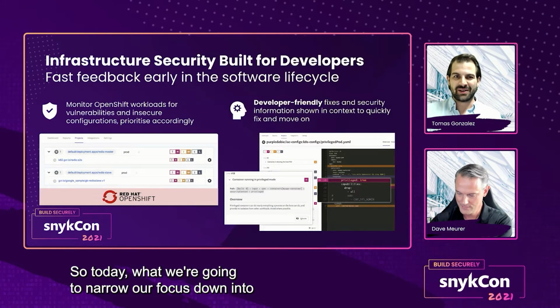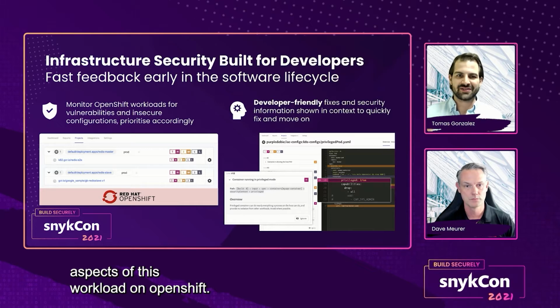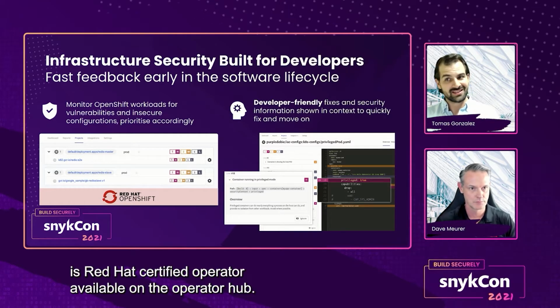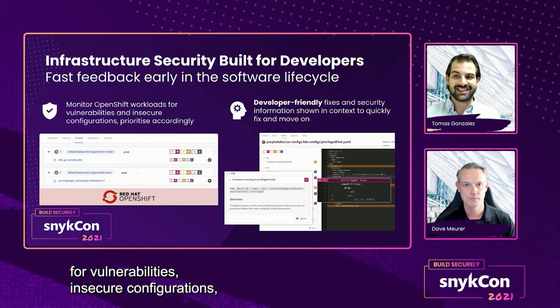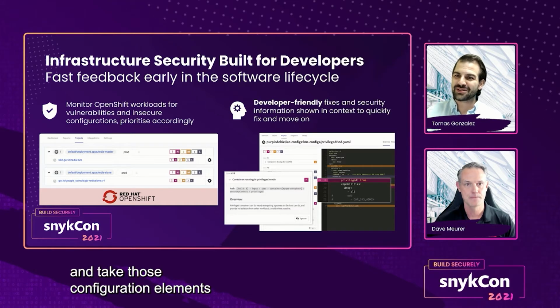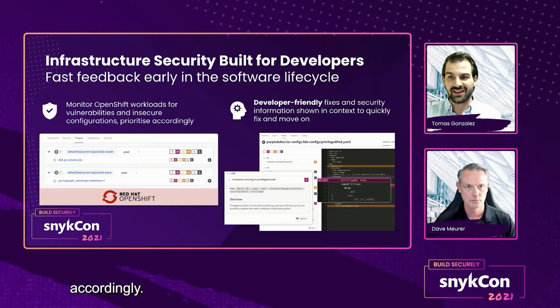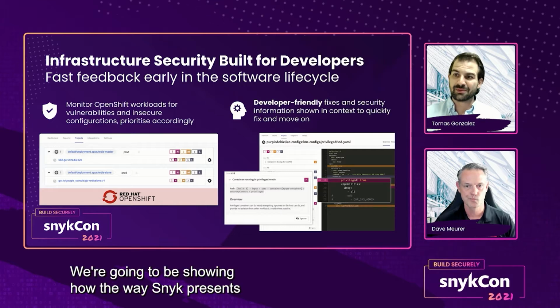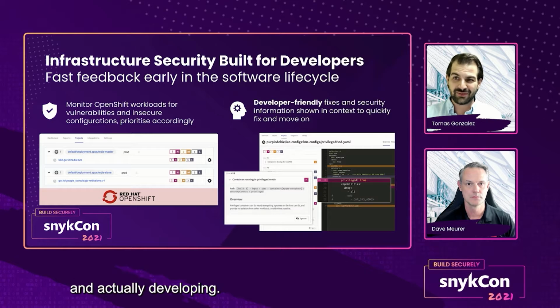So today, we're going to narrow our focus to the configuration aspects of this workload on OpenShift. We'll show how the Snyk Kubernetes monitor, which is a Red Hat certified operator available on the Operator Hub, can be used to monitor the OpenShift workloads for vulnerabilities and insecure configurations, and take those configuration elements and help developers prioritize vulnerabilities in the workload accordingly. We're going to be showing how the way Snyk presents information on workload configuration helps developers spend less time finding and fixing the issues and more time getting to business and actually developing.